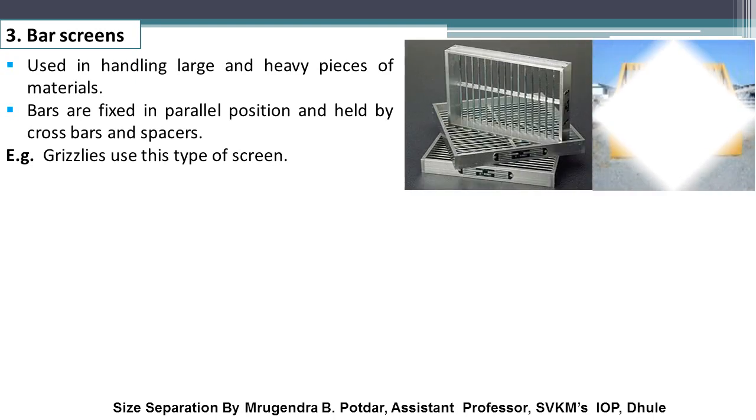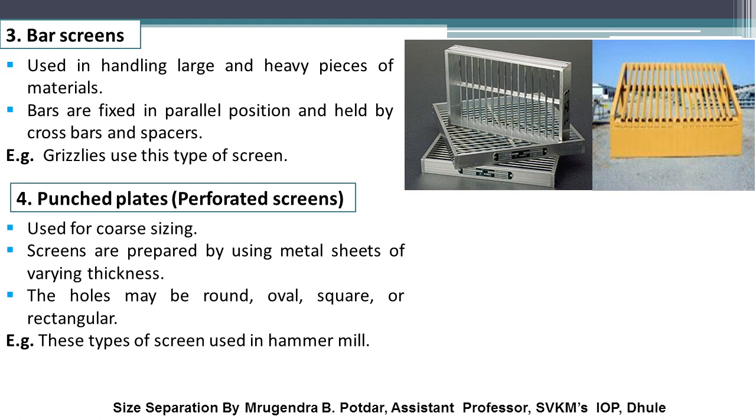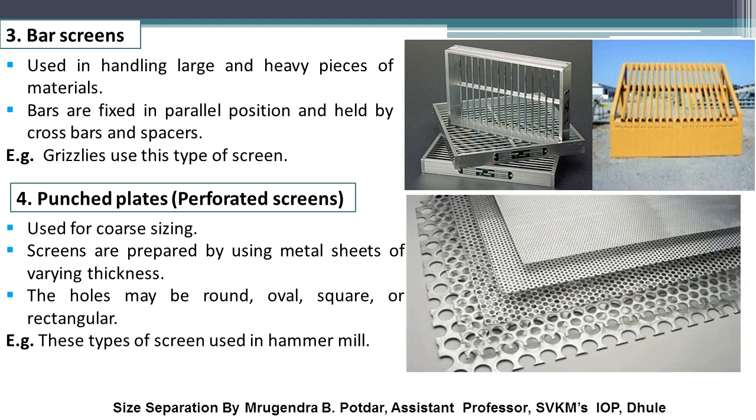Another type of screen is punch plates, or we can call them perforated screens. These are used for coarse sizing. The screens are prepared by using a metal sheet of varying thickness with perforated holes. The holes may be round, oval in shape, square or rectangular. This type of screen is used in case of hammer mill.